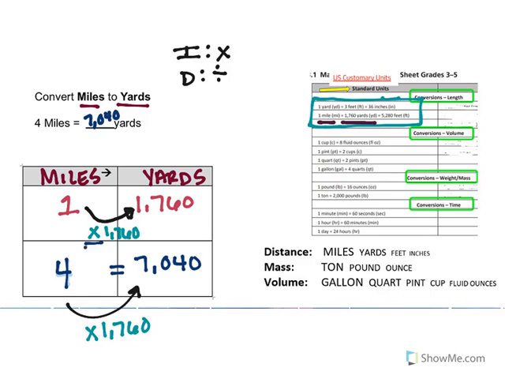Notice that we used a multiplication rule because we were increasing, and notice that we were multiplying by 1,760 as our rule.